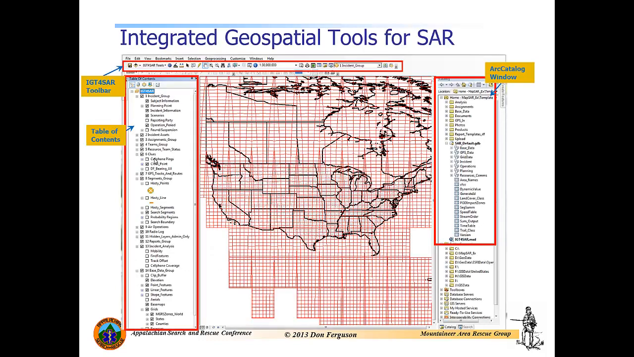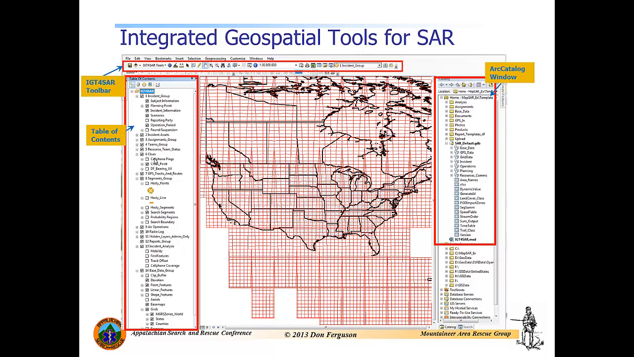Integrated Geospatial Tools for Search and Rescue, or IGT for SAR, is a map template environment created inside of ESRI's ArcGIS and was adapted from the popular MapSAR template. As I mentioned previously, IGT for SAR is compatible with versions 10.0, 10.1, and the new 10.2.